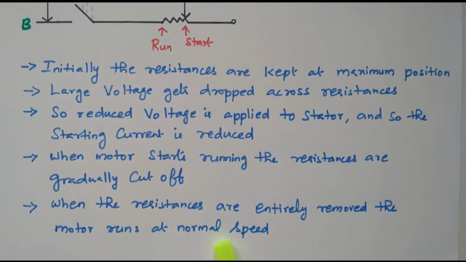So initially resistors are added, so that reduced voltage is applied, so the reduced current is also taken by the stator. Thereafter the resistance is gradually decreased, so the rated voltage will be applied and rated current will be taken, and the motor starts to rotate at the normal speed. Now we'll see the advantages and disadvantages of this stator resistance method.